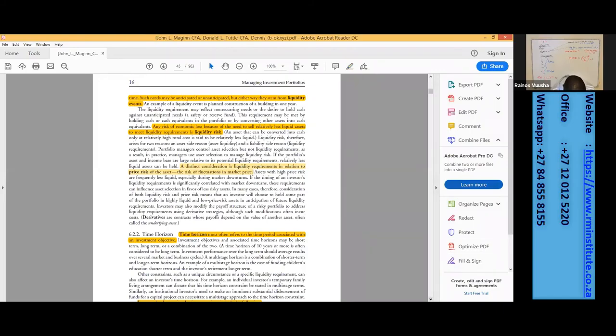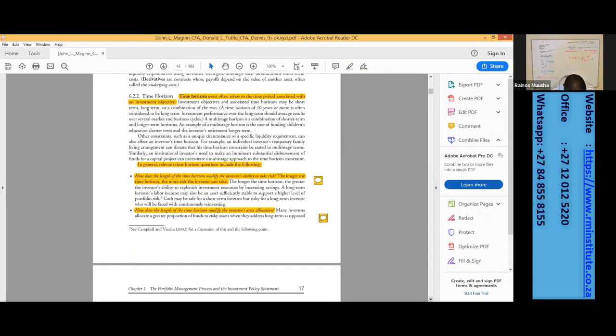On section 6.2.2, they look at another constraint, which is time horizon. And they say time horizon most often refers to the time period associated with the investment objective. Then if you skip the next paragraph, they say, in general, relevant time horizon questions include the following. First one, how does the length of the time horizon modify the investor's ability to take risk? So the longer the time horizon, the more risk the investor can take.